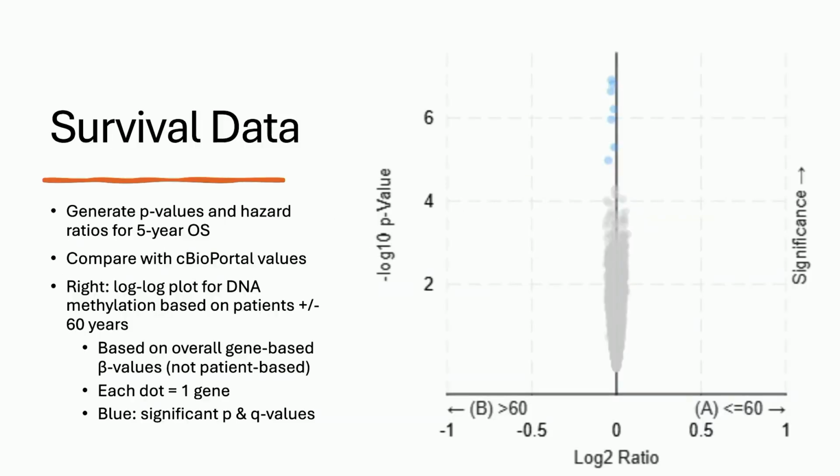So this is an example of the data that you can get from cBioportal. This is a log-log plot, and in this specific one, A and B represent whether a patient is older than or younger than 60 years. And this determines the methylation for all the genes simply based on a cutoff of 60 years. As you can see, this is not very useful from a computer science perspective or a patient perspective, because you don't really know what this is telling you. The only thing we can figure out is that each dot represents a gene, and the ones in blue represent genes that are significant in terms of both their p-value and their q-value.